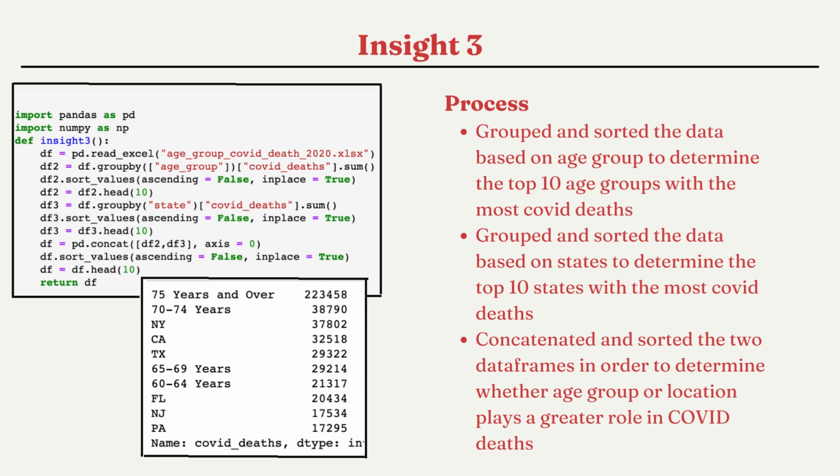The results are shown on the slide, and we concluded that age group definitely was a larger factor than location, as more 70 to 74-year-olds passed away from COVID than the total number that passed away in New York, even with New York's population and New York City's population density, which is very interesting.